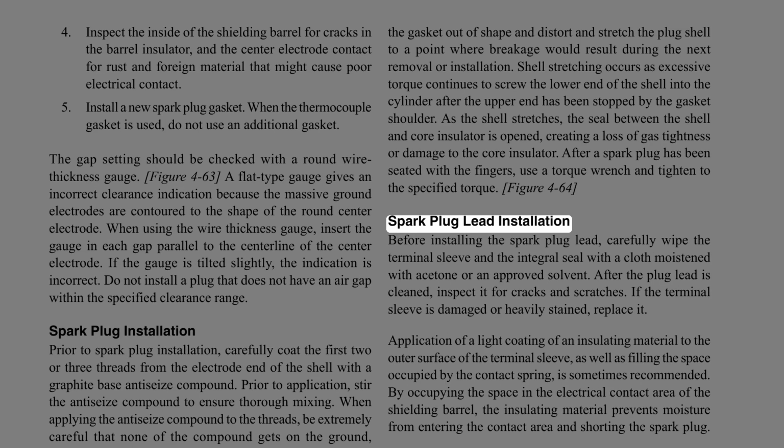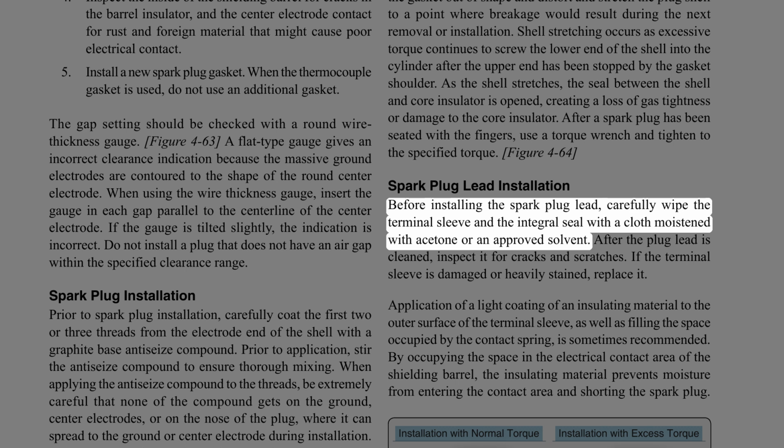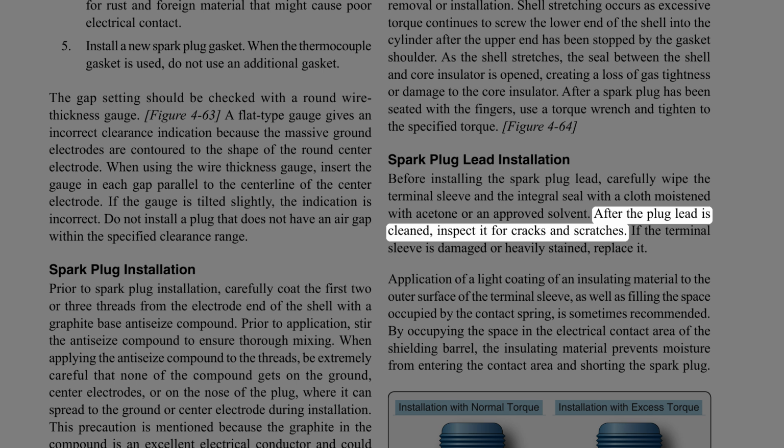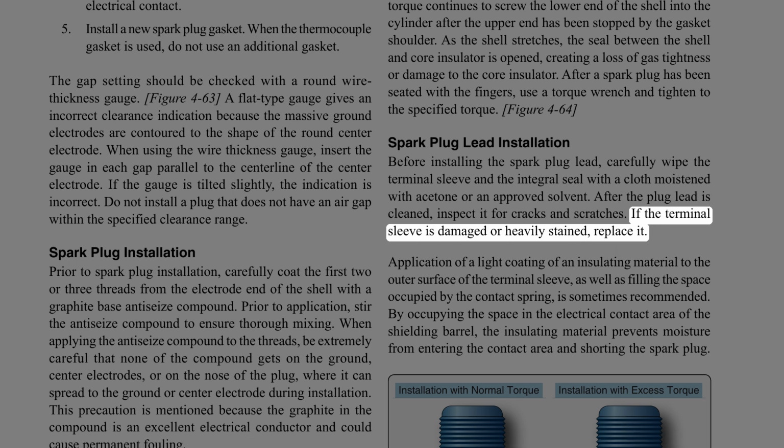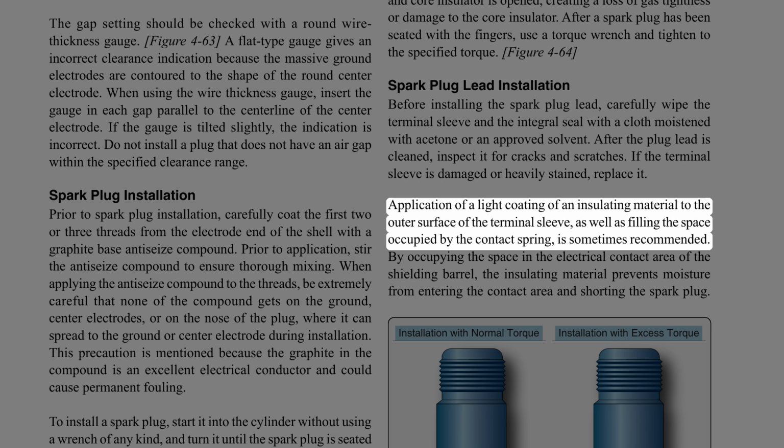Spark plug lead installation. Before installing the spark plug lead, carefully wipe the terminal sleeve and the integral seal with a cloth moistened with acetone or an approved solvent. After the plug lead is cleaned, inspect it for cracks and scratches. If the terminal sleeve is damaged or heavily stained, replace it. Application of a light coating of an insulating material to the outer surface of the terminal sleeve, as well as filling the space occupied by the contact spring, is sometimes recommended.